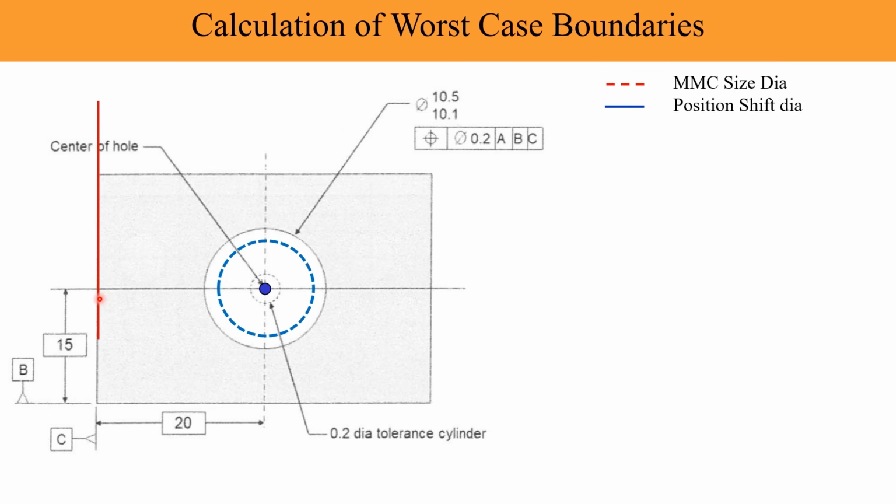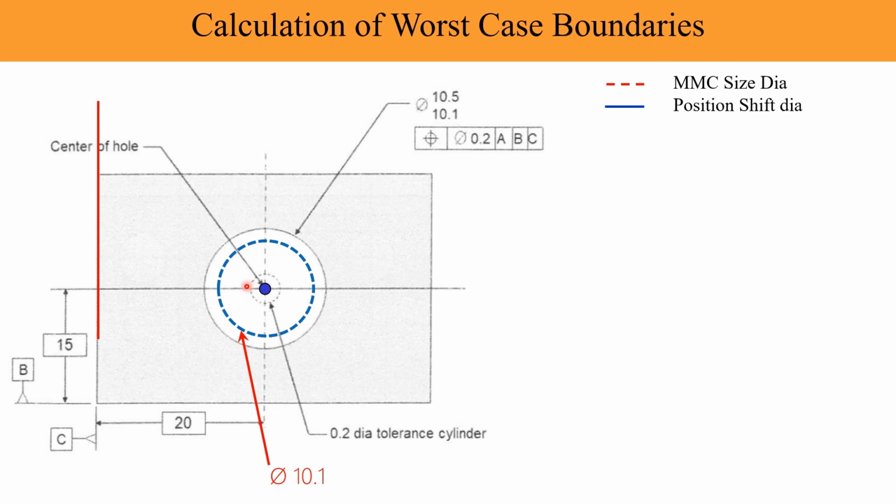Our objective is to find the maximum gap from the left side plane datum C to the worst case inner boundary of the hole. Step 1. Start with MMC of the hole. First, we determine the MMC condition of the hole. That is, MMC size is equal to 10.1 and the radius at MMC is divided by 2.